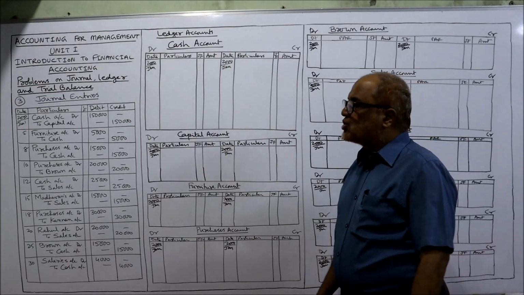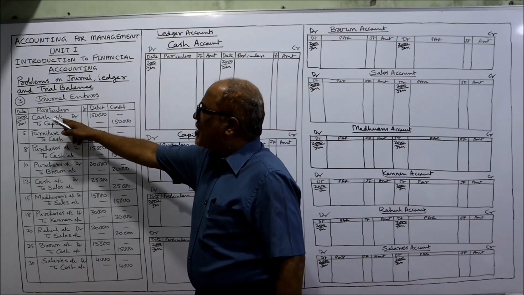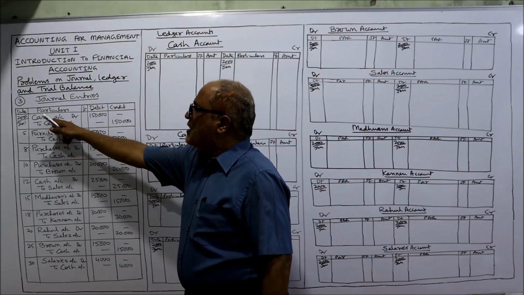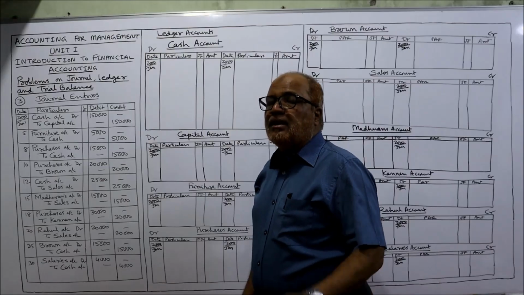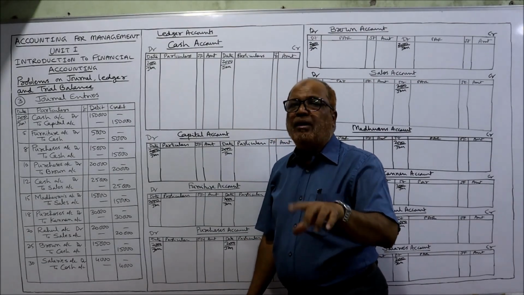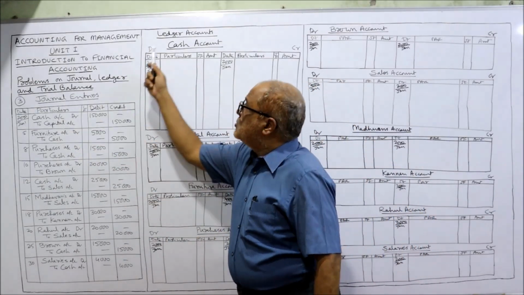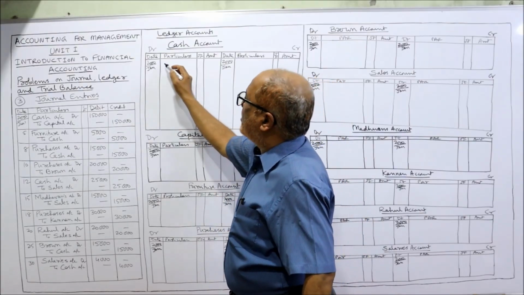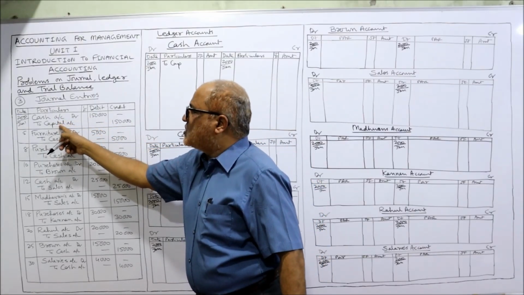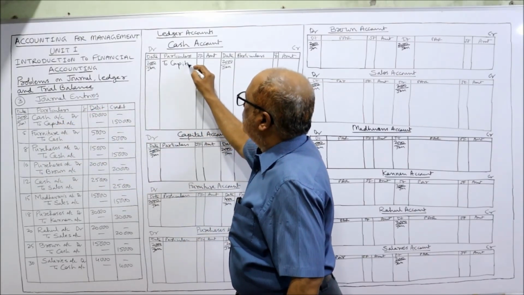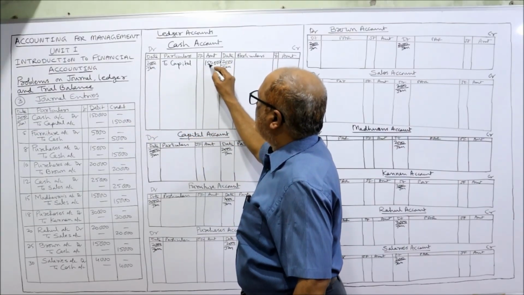Now how to make the posting into these ledger accounts? Now see carefully. First entry, cash account debtor to capital. So cash account is debited, capital is credited. So how to make the posting? The account which should be debited should be debited, but with the opposite name. Here cash account should be debited. So this is the cash account, debit side I am writing here to capital, the opposite name. Opposite of cash is capital. To capital. How much? 1,50,000. So cash account I have debited.